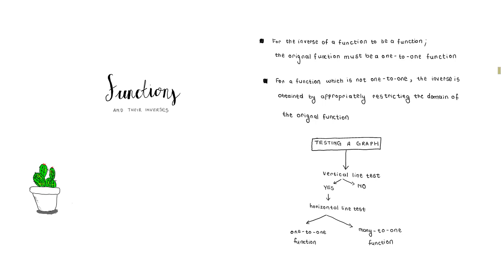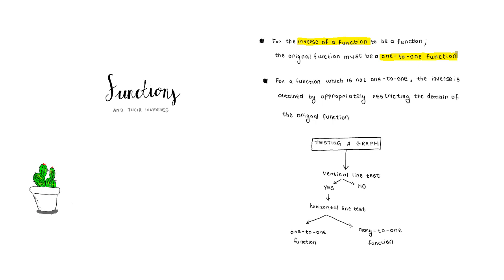Now, when we talk about the inverse of a function, we need to have an original function that is a one-to-one function. So what does that mean? It means that if our original function is a one-to-one function, then the inverse is also a function. So what happens if the original function is not a one-to-one function? Do we just throw it away?